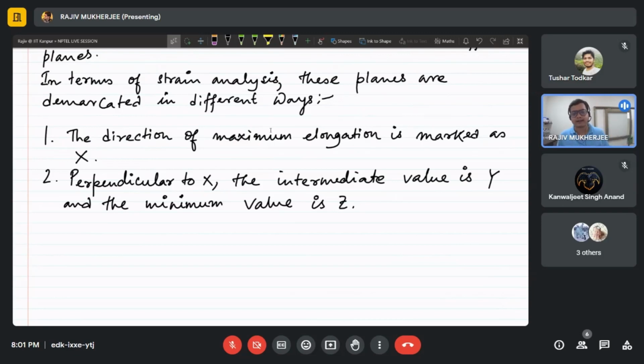Because eventually all these objects, whether it is a deformed fossil or deformed pebble or whatever it is, are essentially three dimensional. Since we are observing only along a preferential outcrop, that is a plane, we have to iterate the process in three different planes of mutually perpendicular orientation to have an estimation of the three-dimensional strain distribution of a region, right?